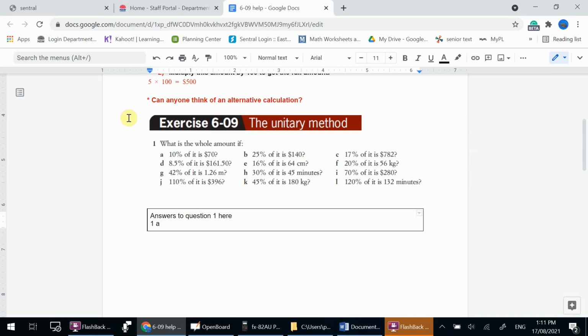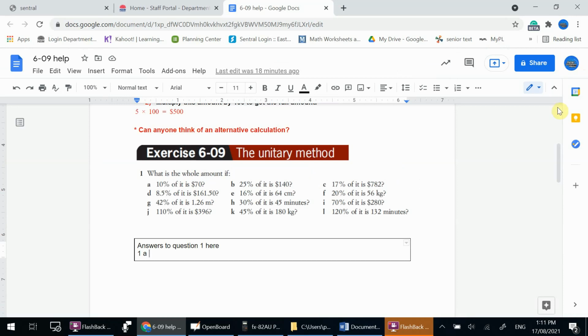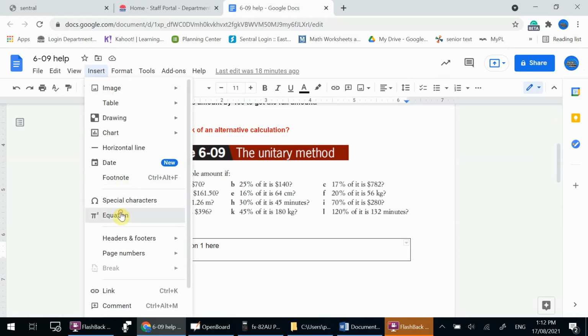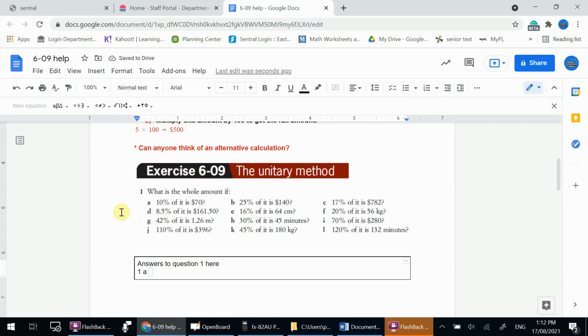Now, when you open the Google Doc to do your work, you should have something looking like this. Follow your eyes across to the right hand side, and you'll see this down arrow, and when you hover over it, it says show the menus. So I'm just going to click it, and there we are, the menus. We've got quite a few, but the one we're dealing with today is insert. Insert and equation. Okay, so question 1A. Now we've got our equation started.